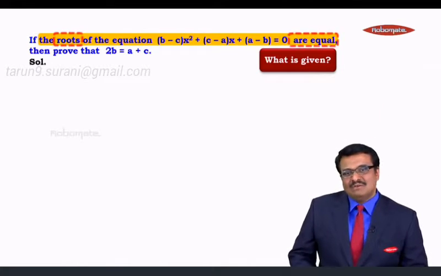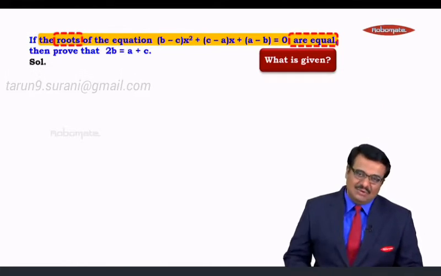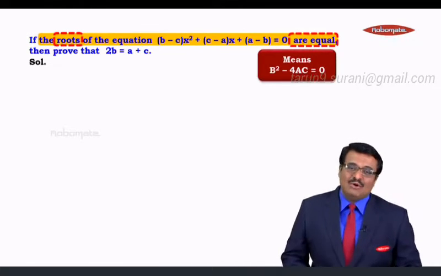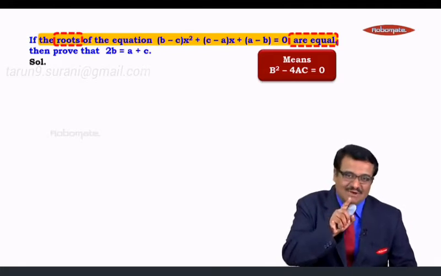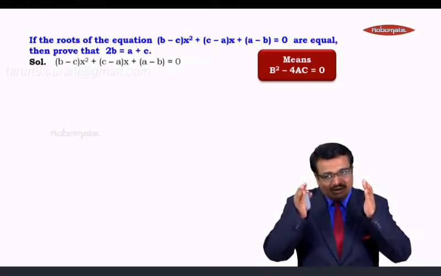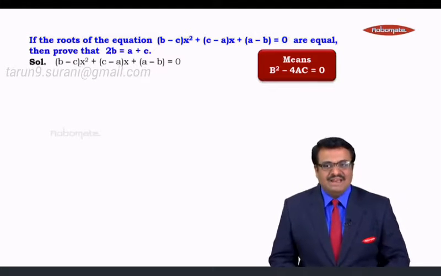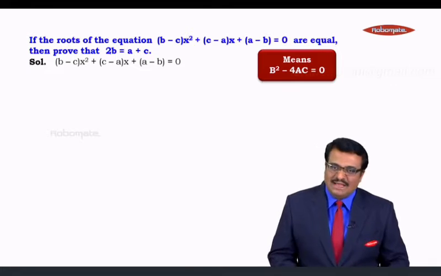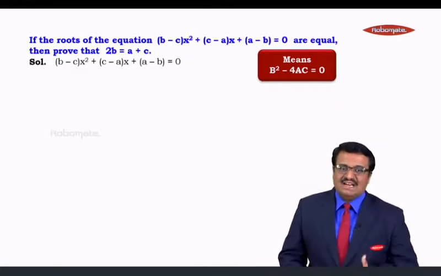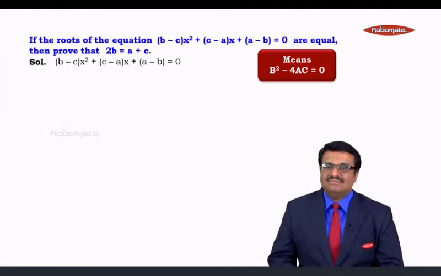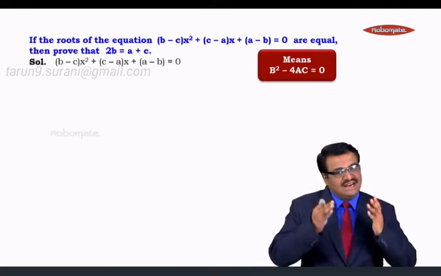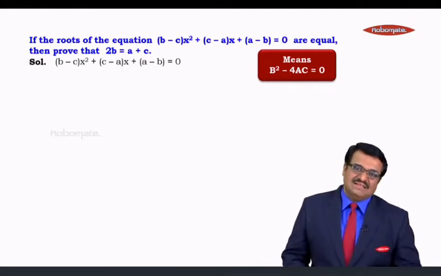Okay. Since the roots are given equal, what we know is that B square minus 4AC is equal to 0. I am using capital letters for our standard form. So first we will write the given equation, (b minus c) x square plus (c minus a) x plus (a minus b) equals 0. First, ask ourselves a question: is it in the standard form? Yes, because there is an x square term, an x term, a constant term on the left side, and 0 on the right side. It is in the standard form. So we are comparing this with the standard form.